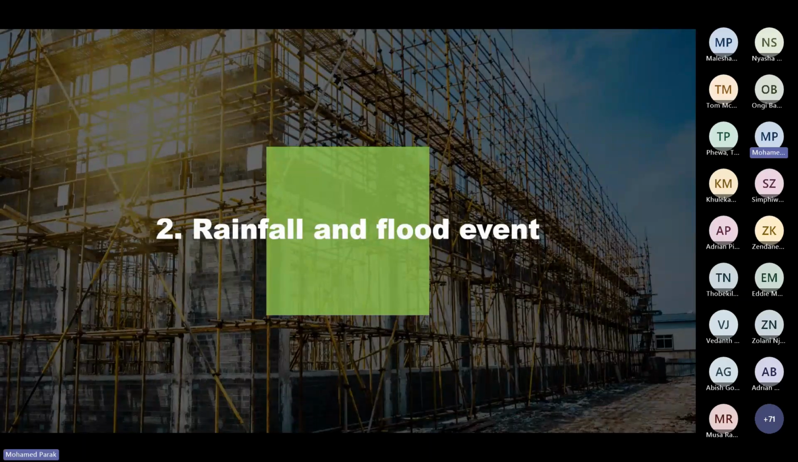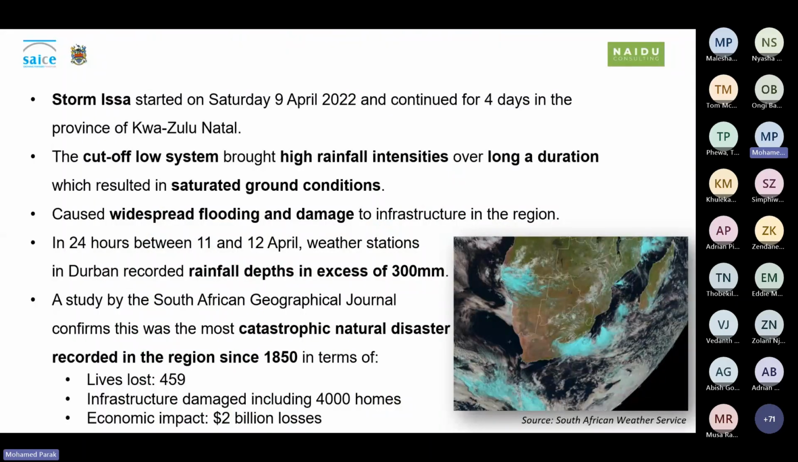Now, looking at the rainfall and flood event that actually caused the damage. So Storm Isa, I'm sure some of you will remember this, started on Saturday, 9th April 2022 and continued for 4 days in the province of KwaZulu-Natal. The cut-off low system brought high rainfall intensities over a long duration, which resulted in saturated ground conditions. This caused widespread flooding and damage to infrastructure in the region.